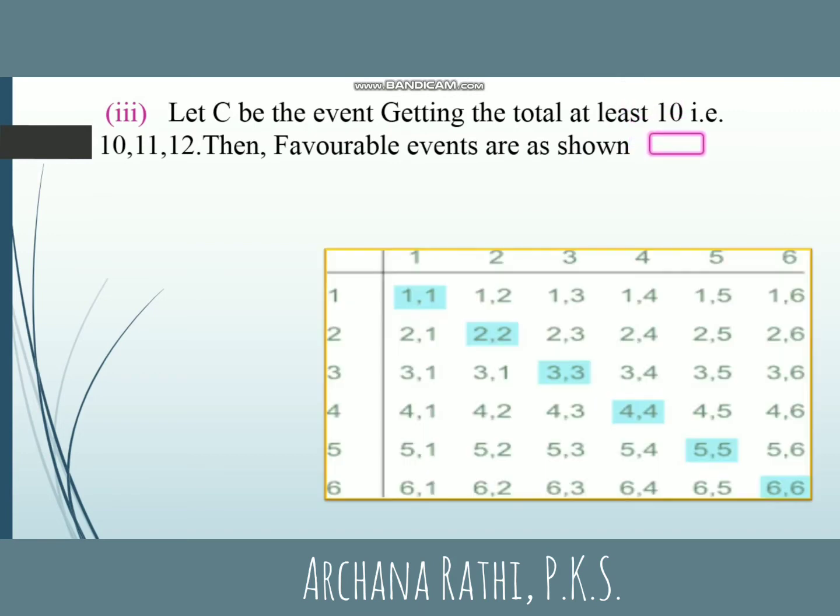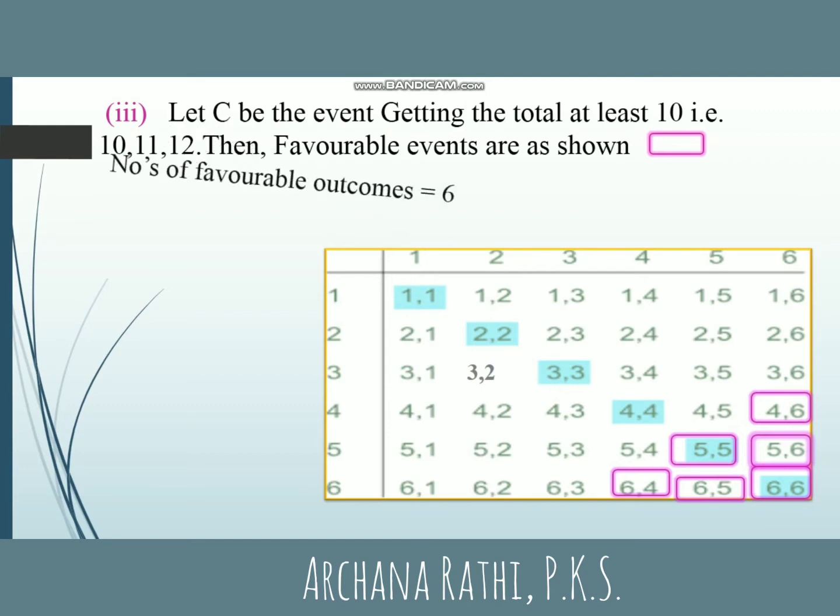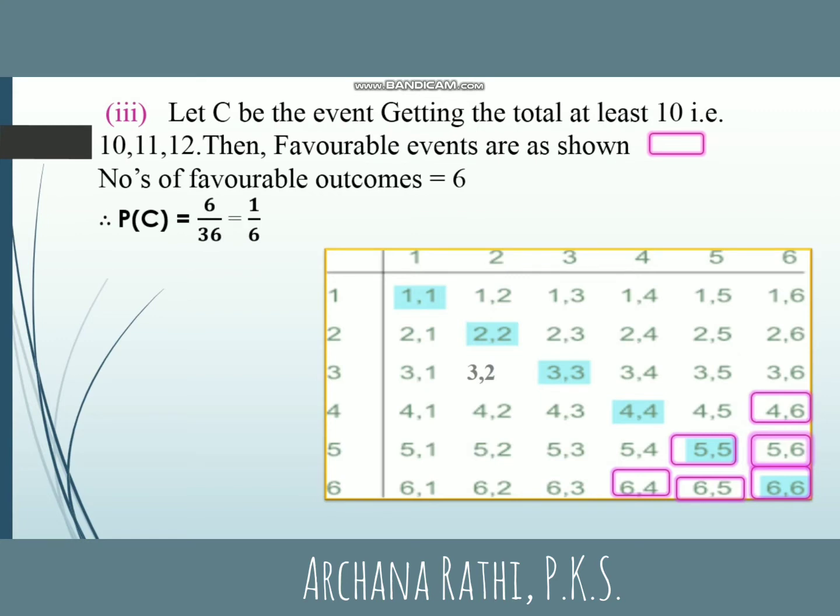The favorable events are shown by this rectangle in this sample space. Here if you observe, 4 6 gives 10, 5 5 gives 10, 5 6 gives 11, 6 4 gives 10, 6 5 again gives sum 11, and 6 6 gives 12. These 6 numbers are our favorable outcomes. Therefore, the total number of favorable outcomes is 6. Therefore, the probability of C is 6 upon 36, that is 1 by 6. This type of example is generally asked for 3 marks, 4 marks. So practice this very properly.